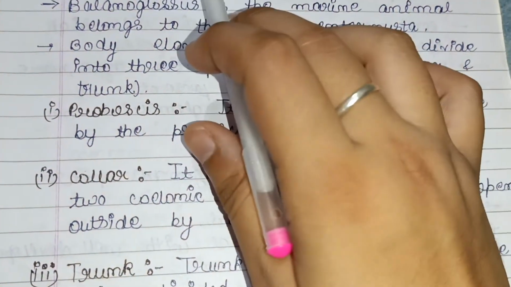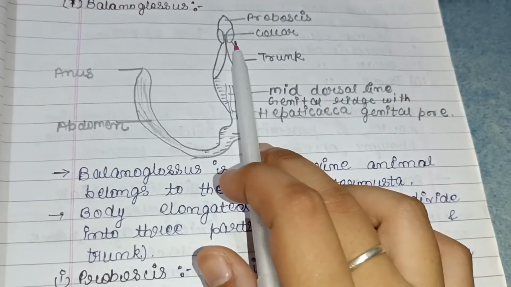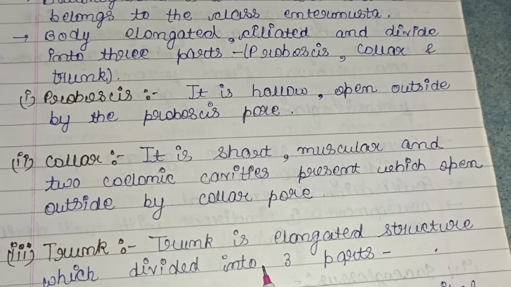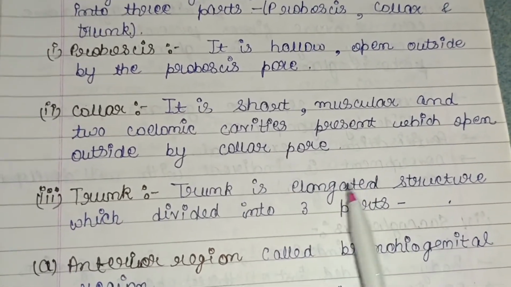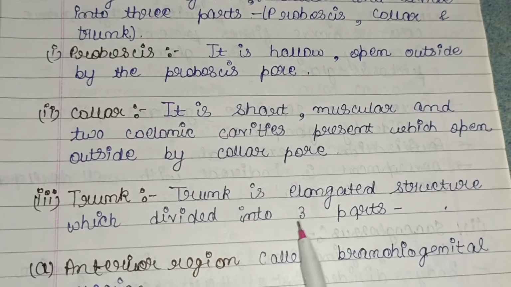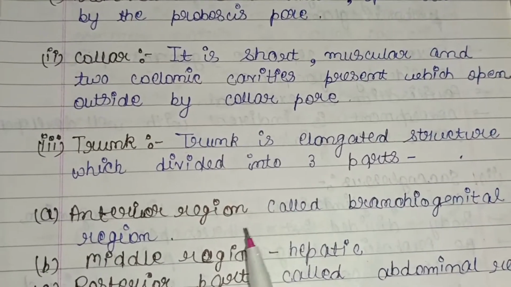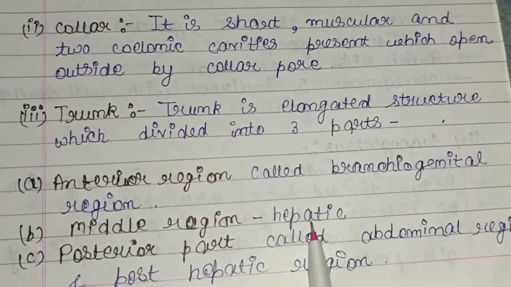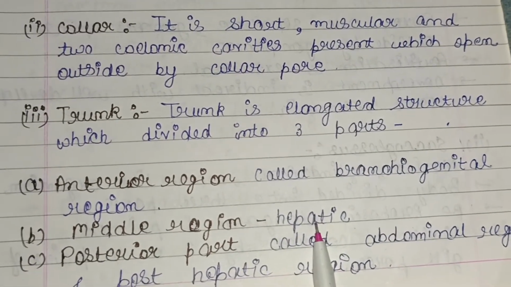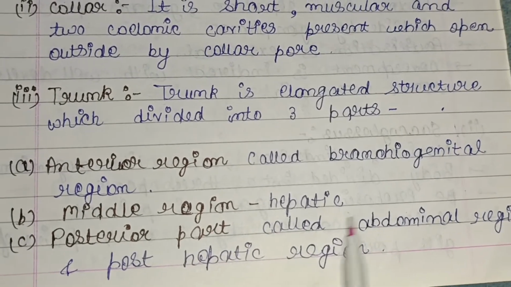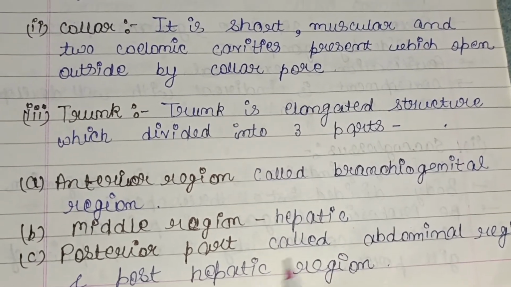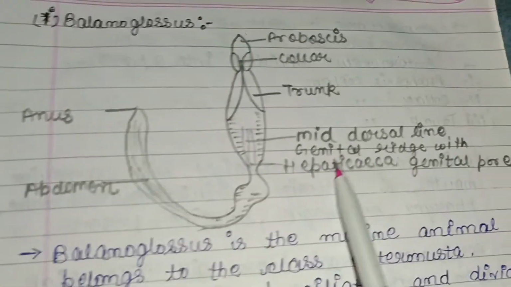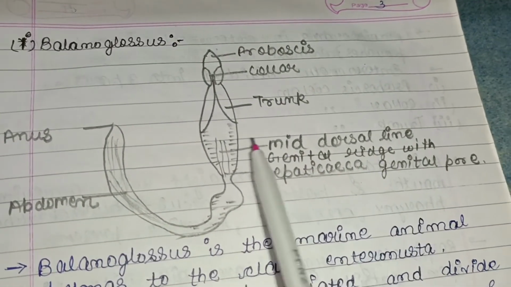So there are two coelomic cavities. Then the trunk is an elongated structure which is divided into again three parts. First is the anterior region, called the branchiogenital region. Then the middle region, that is the hepatic region, and the posterior part is called the abdominal region, the post-hepatic region. So in this diagram, this is the abdominal part, this is the hepatic region, and there is the anterior part.